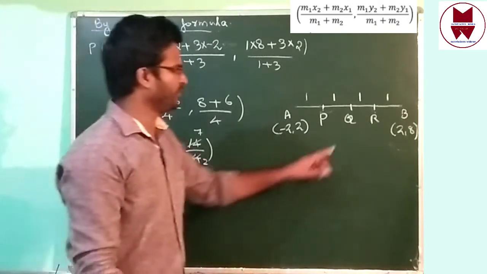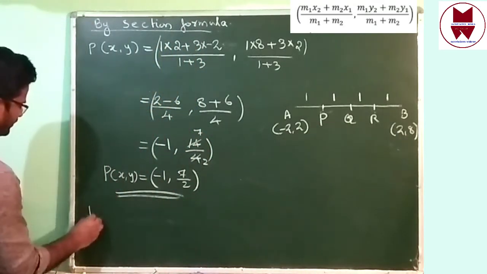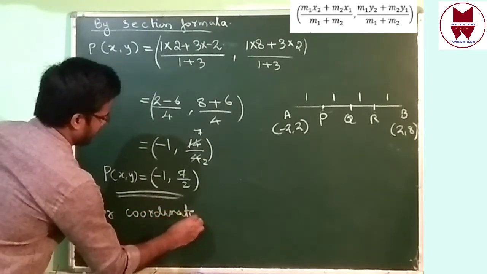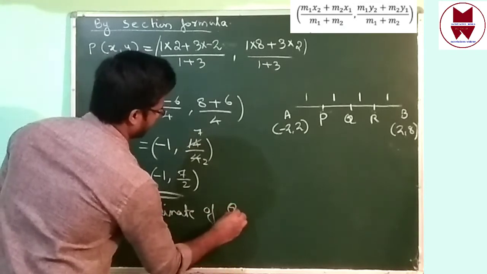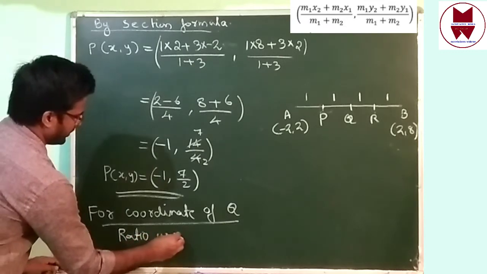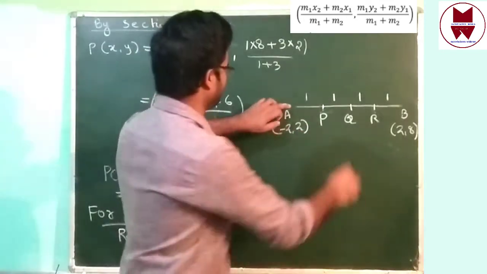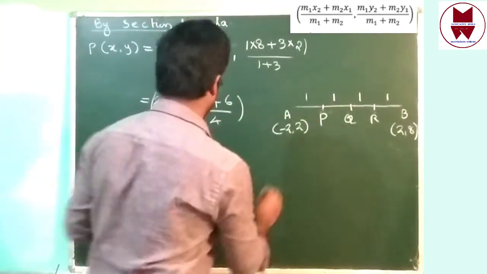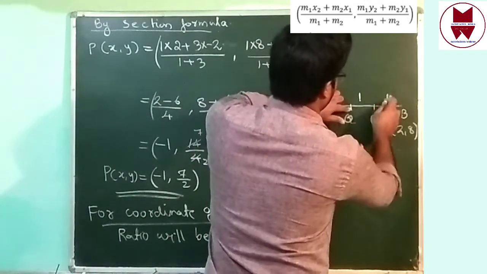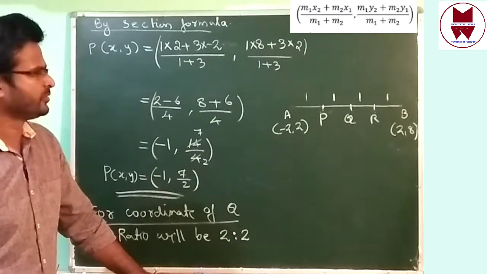Isn't it? Then what we will do? We will find out the coordinate of second point Q. For coordinate of Q, here also first we have to write a ratio. What is the ratio? When you take Q, that means A to Q, that is 1 plus 1, we can take 2. Then Q to B, 1 plus 1, that also 2. We will get the ratio is 2 is to 2.